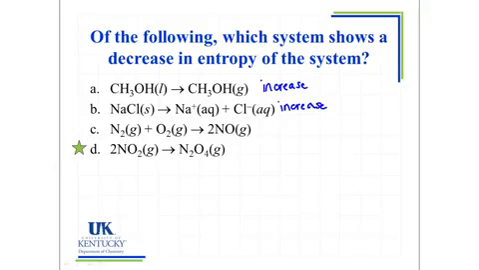When I look at option C, I have 2 moles of gas on the left and 2 moles of gas on the right, but I'm increasing the molecular complexity because I'm going from elements to a molecule, so I will also see an increase in the entropy. On option D, I see 2 moles of gas on the left and only 1 mole of gas on the right. Therefore, I'm going to see a decrease in the entropy of this system.